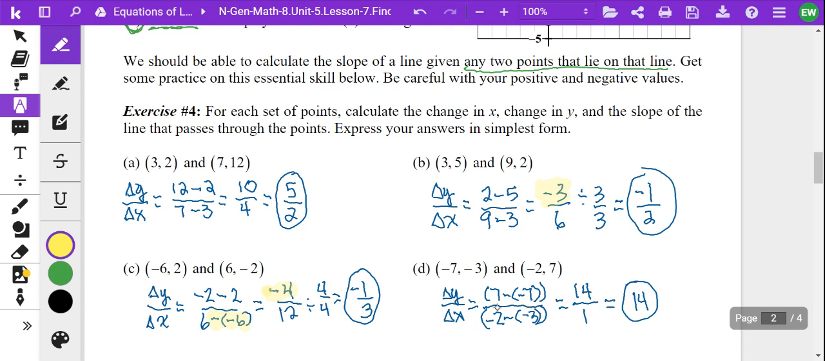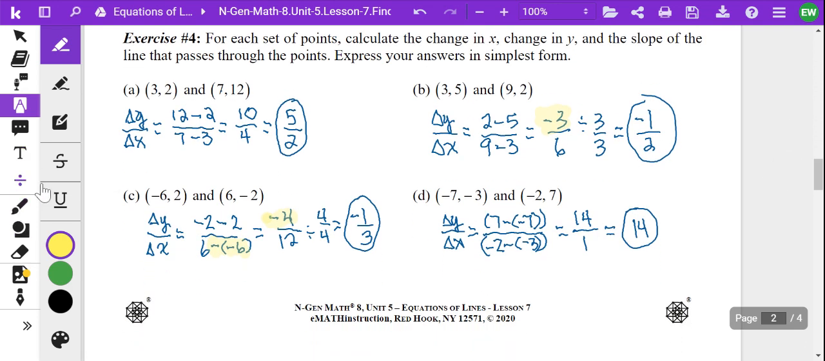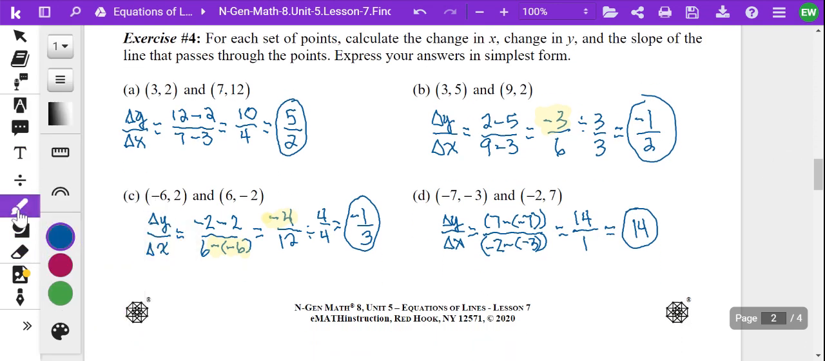For D, we've got a lot of negative numbers here. Okay? So I have 7 minus negative 7. That is going to give me 14. It gives me 7 plus 7. And if you want to make some notes underneath it, that might be a good idea. So this is 7 plus 7 over negative 2 plus negative 3 minus negative 3. Subtracting a negative is the same as adding. So negative 2 plus 3. That's how I got positive 14 over 1.